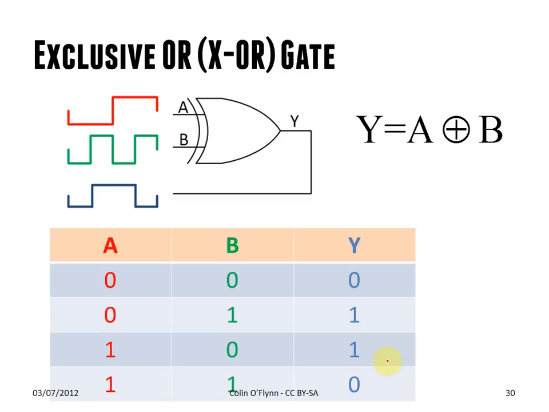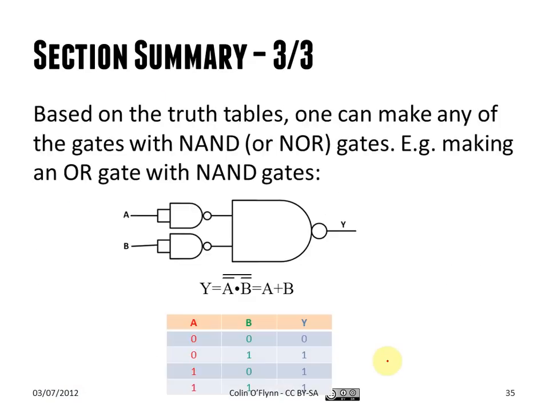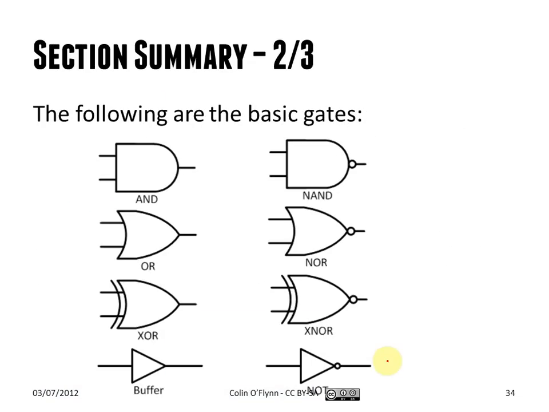The final two gates we talk about as basic gates are the exclusive OR or difference gate, where the output is 1 only if the inputs differ, and the exclusive NOR gate, where the output is 1 if both inputs are the same. And this is all of the possible gate types.